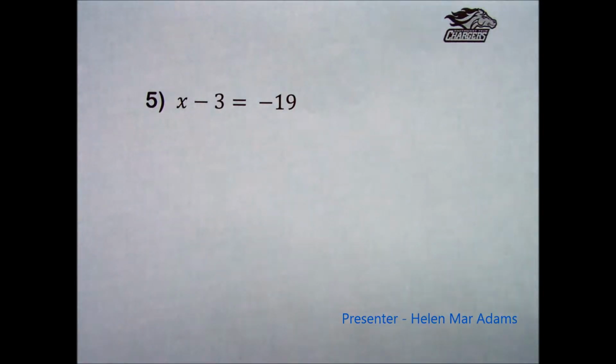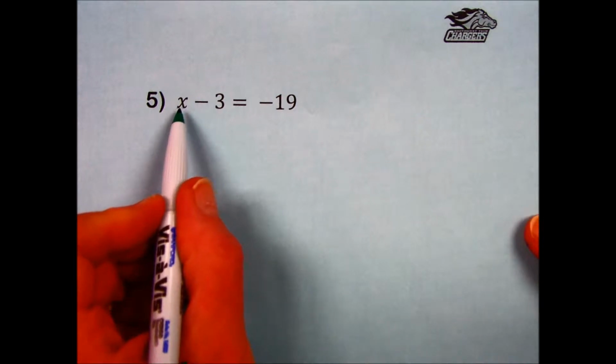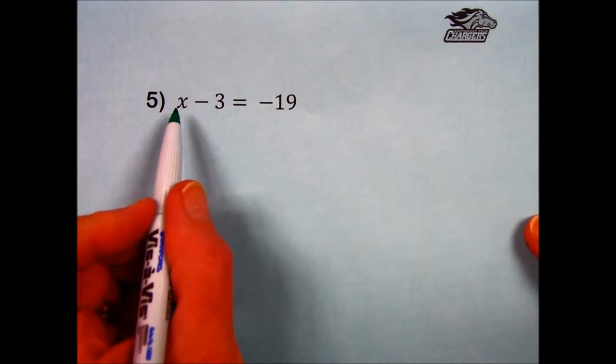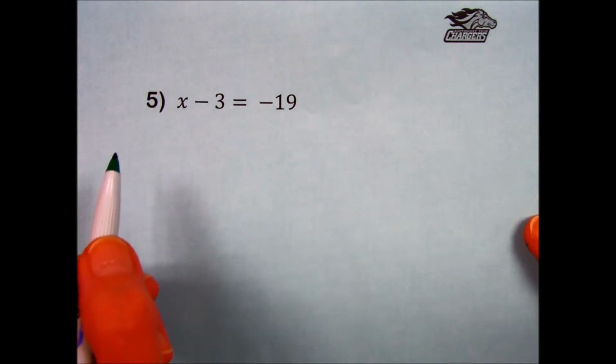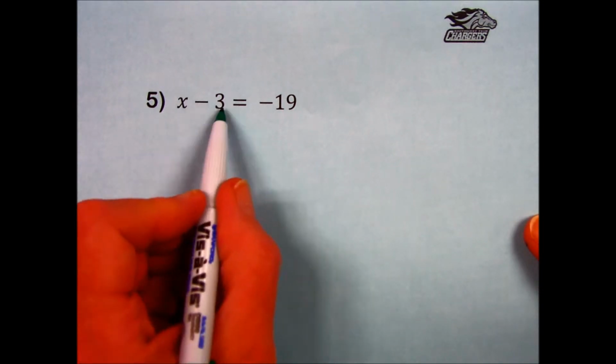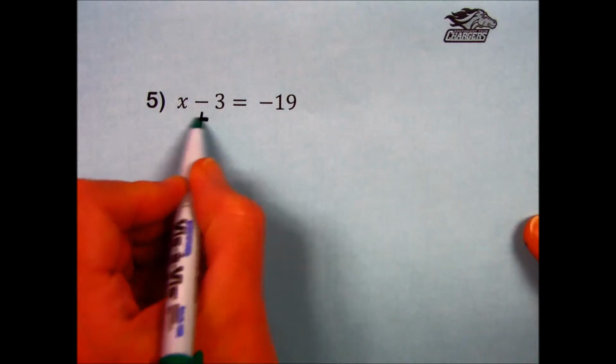Practice set 18 asks us to solve these subtraction equations and check. Problem number 5 has x minus 3 equals negative 19. Solve is implying that we get the variable by itself and determine the solution, or the value that x can be replaced with. So to undo a subtraction, the opposite is to add.